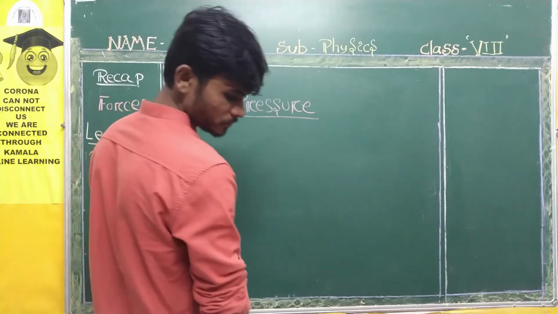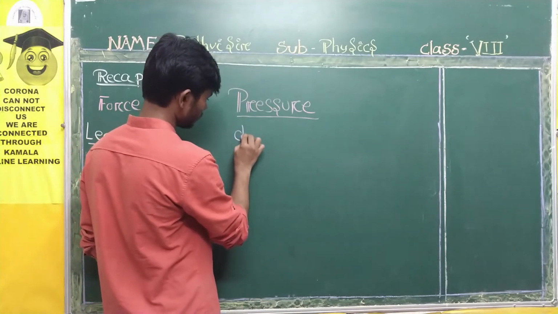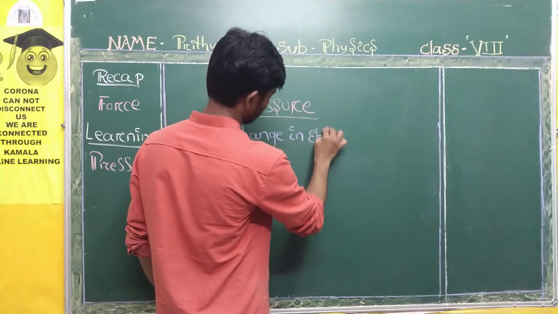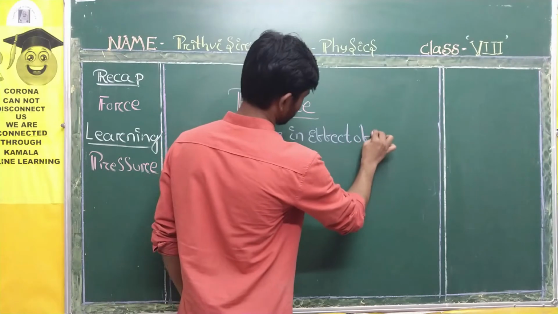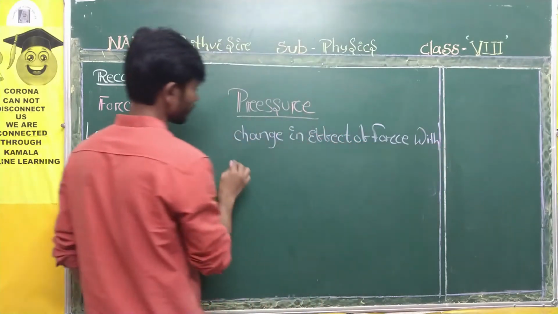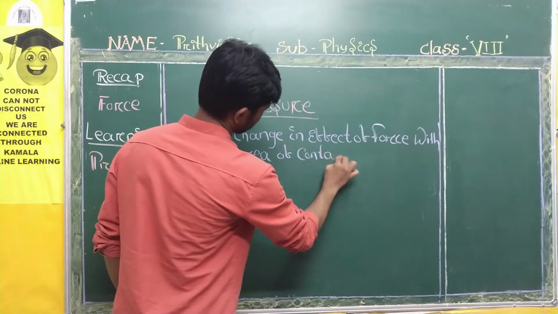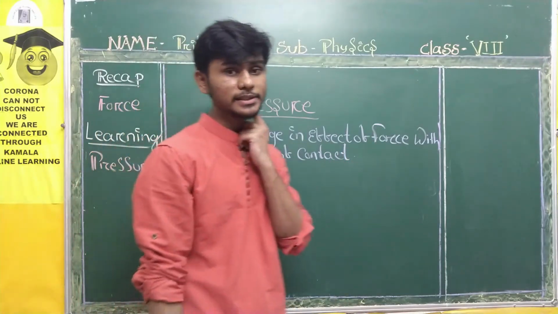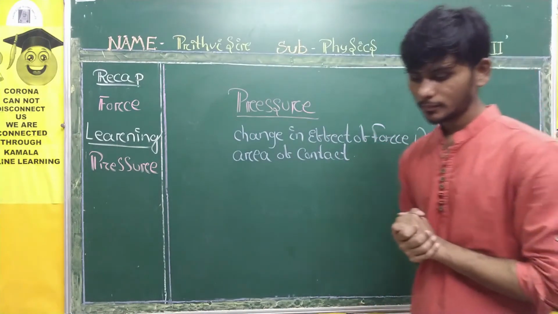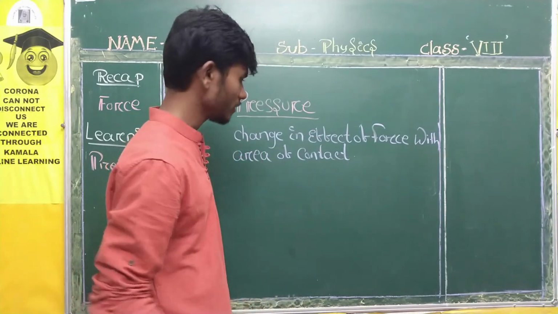The definition of pressure is the change in effect of force with the area of contact. Students, the change in effect of force with the area of contact is called pressure. That means force is used. In what way?